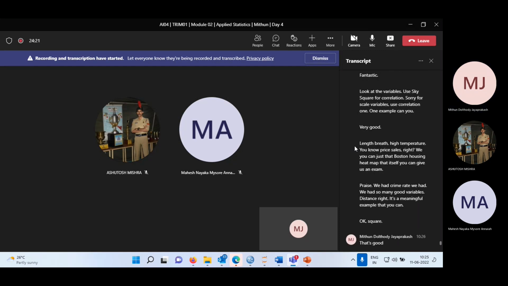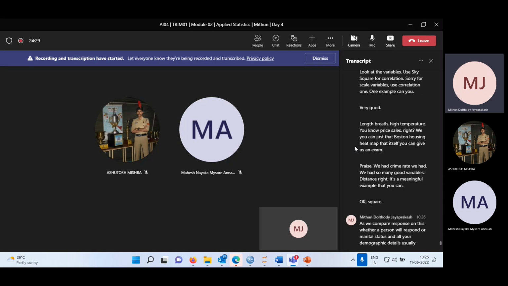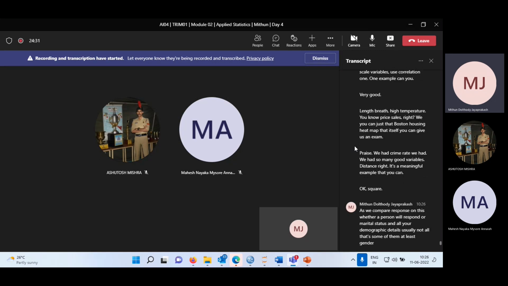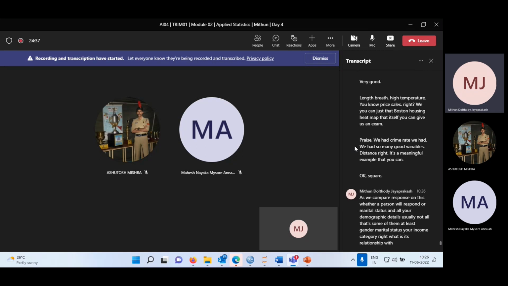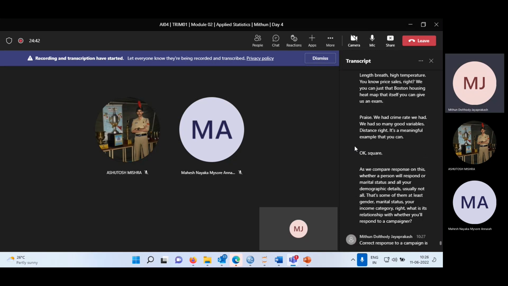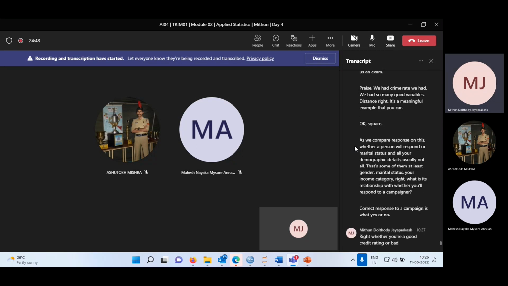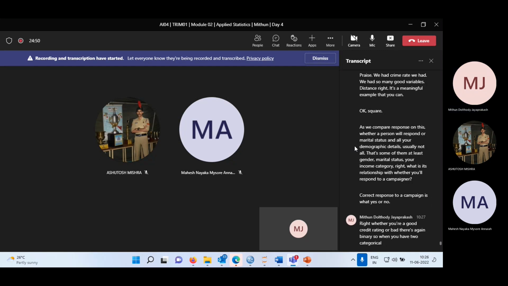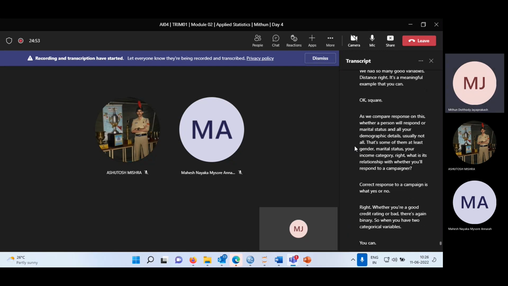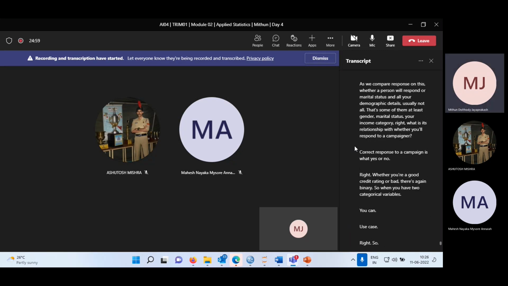Gender. We compare propensity to respond, whether a person will respond or not, with marital status and your demographic details, at least some of them: gender, marital status, income category. What is its relationship with whether you'll respond to a campaign or not? Response to a campaign is what? Yes or no. Whether you have a good credit rating or bad, again binary. So when you have two categorical variables, you can use chi-square. One set of problems is over.